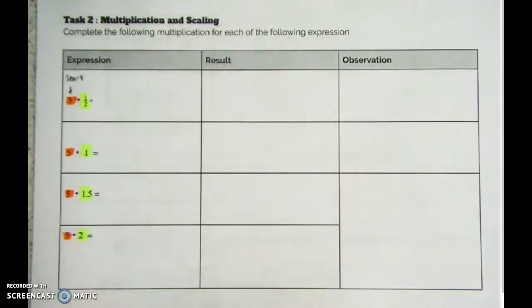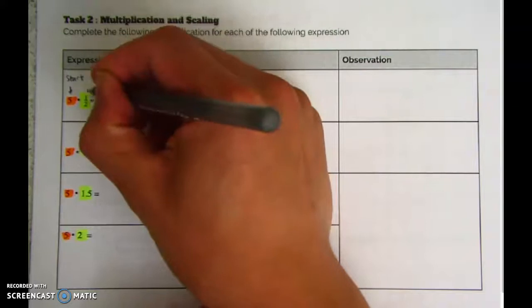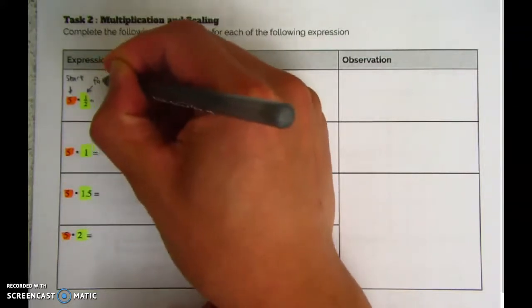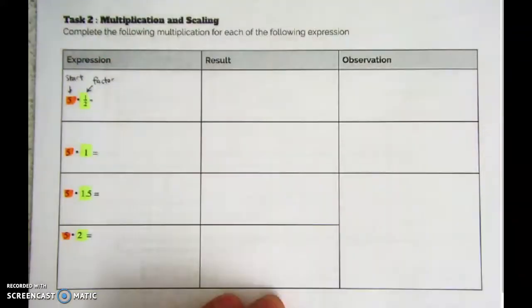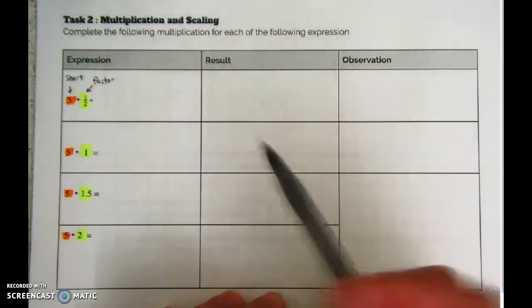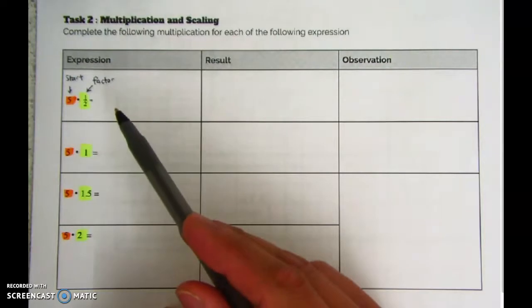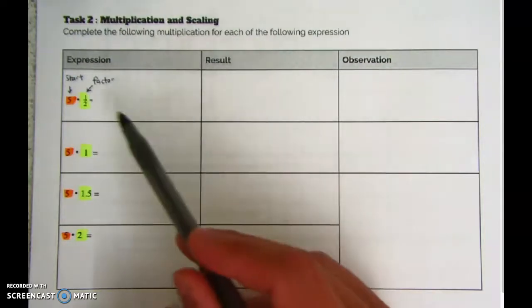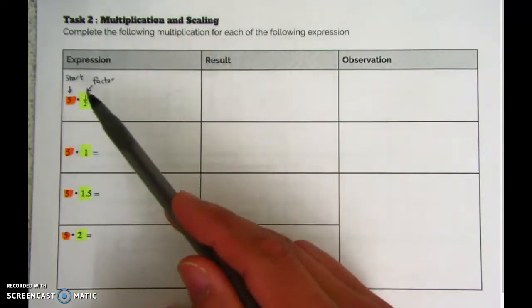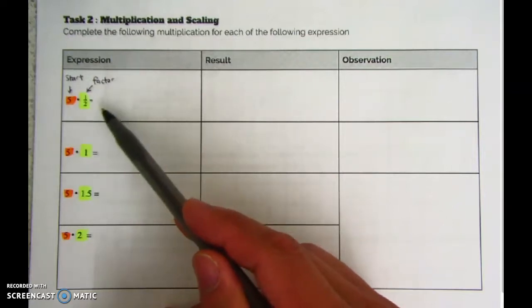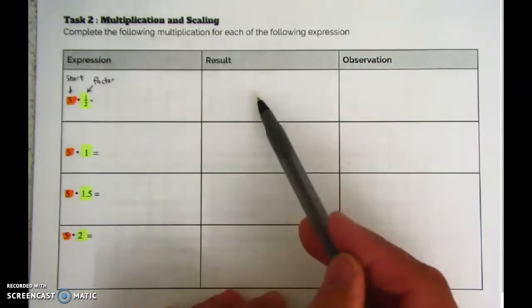So the only difference is the number that we are multiplying 5 with. And the number that we're multiplying 5 with is what we call the factor. The factor is the number that we are multiplying, just like how in the last task we talked about how two factors multiply to make a product. So over here we have 5 and another factor that will give us a certain product for our results.